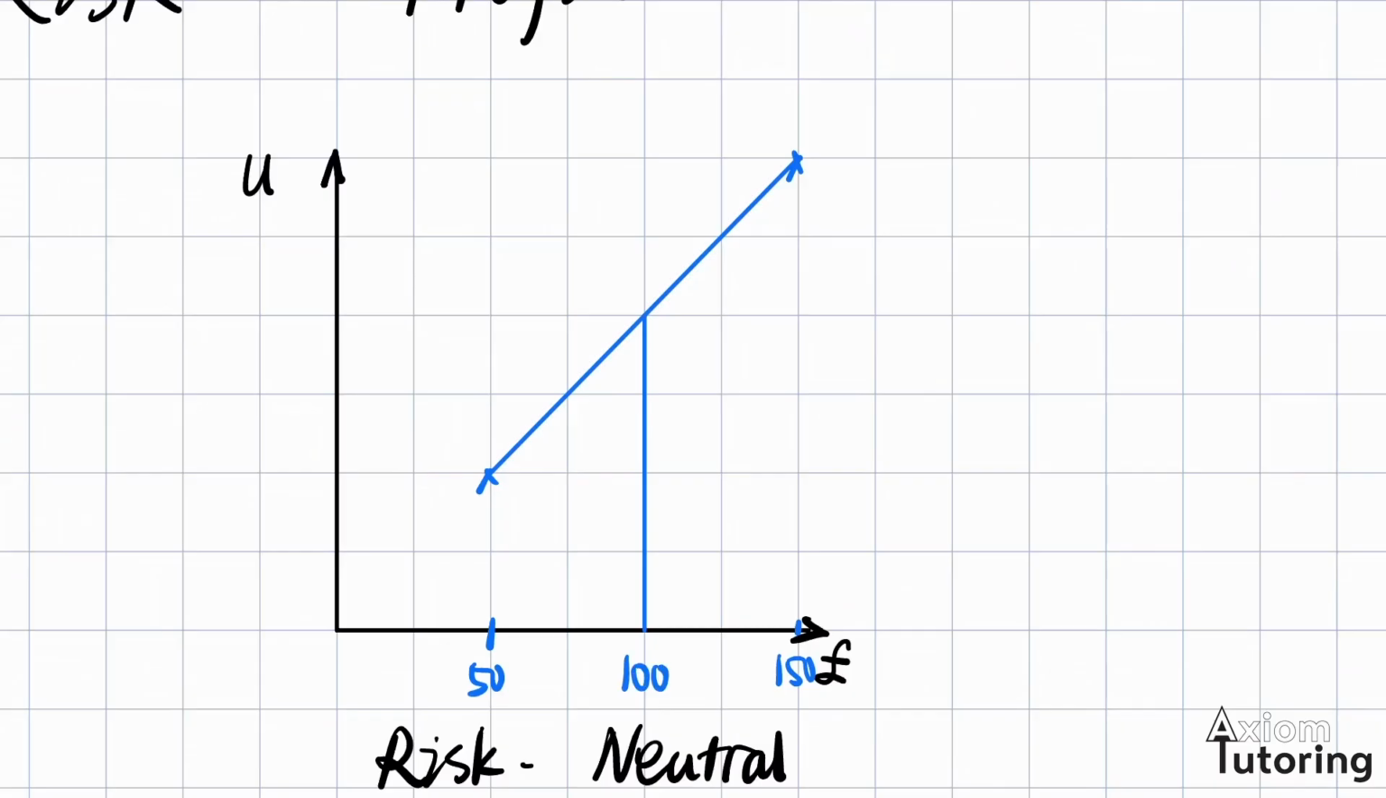Since this individual is risk neutral, taking this gamble between 50 and 150 is equivalent to taking 100 pounds for sure. And that's risk neutral. So anyone with a risk neutral risk profile would have a straight line that looks like this.